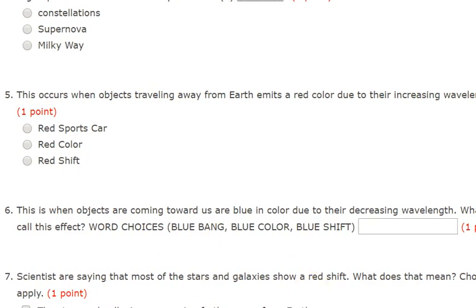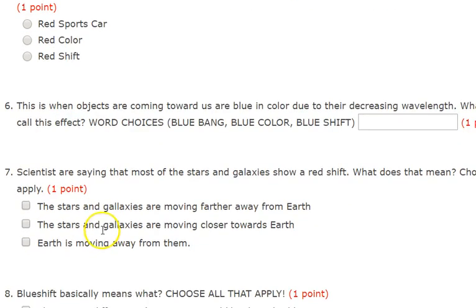Okay, question number 5. This occurs when objects traveling away from Earth emit a red color due to their increasing wavelength. What do you call that? Is that called a red sports car, red color, or red shift?